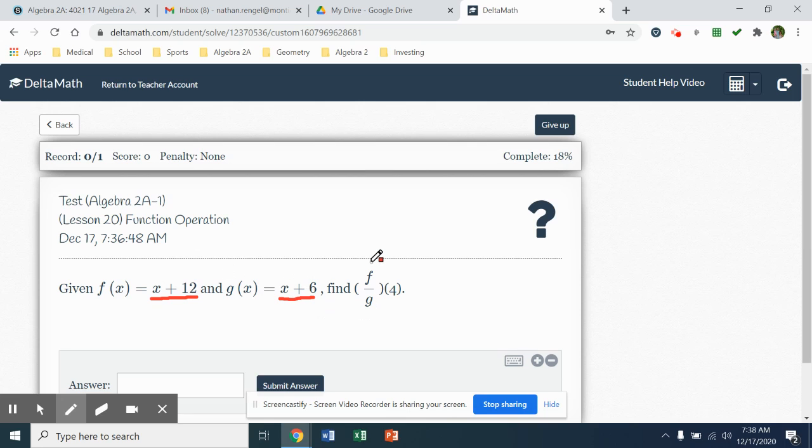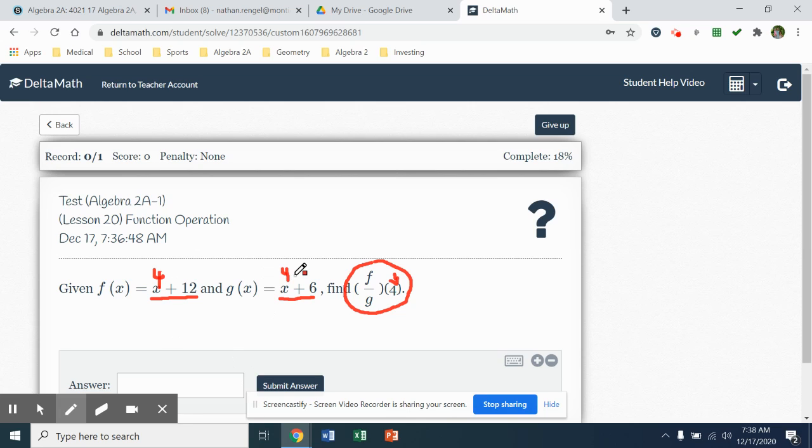Now over here is what we're going to be doing with our two functions. This is telling us take your f function. This fraction bar means divide. Take your f function and divide it by the g function with putting a 4 in. So we're going to put a 4 into this function, and then we're going to put a 4 into this function. We're going to figure out what those two functions are equal to.